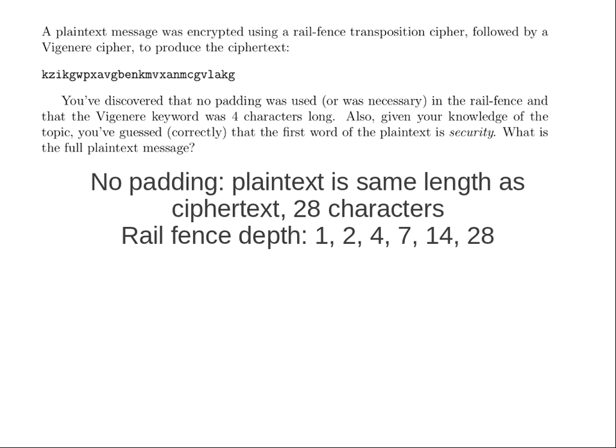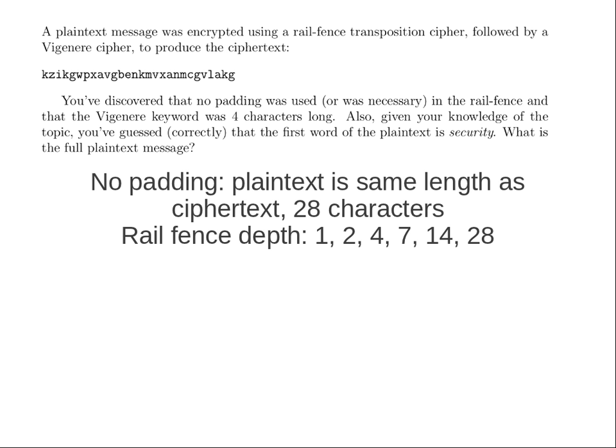Therefore, if we consider the plain text and then rail fence, for rail fence we need to discover the depth, and you need to do a brute force. But you only need to do a brute force on 6 possible values, because with a 28-character plain text, the number of rows we can have, if there's no padding, is one of these 6 numbers.